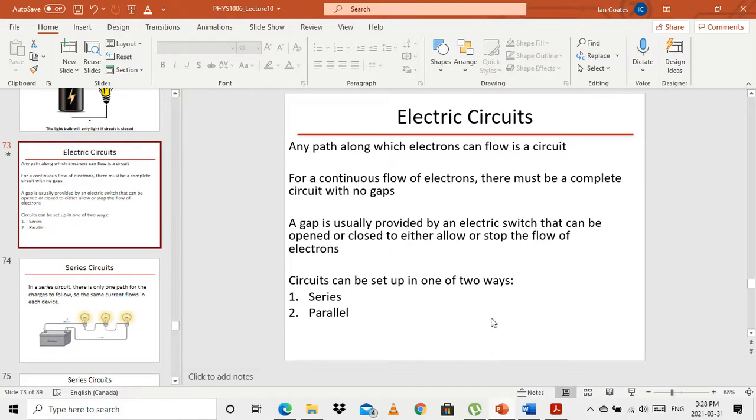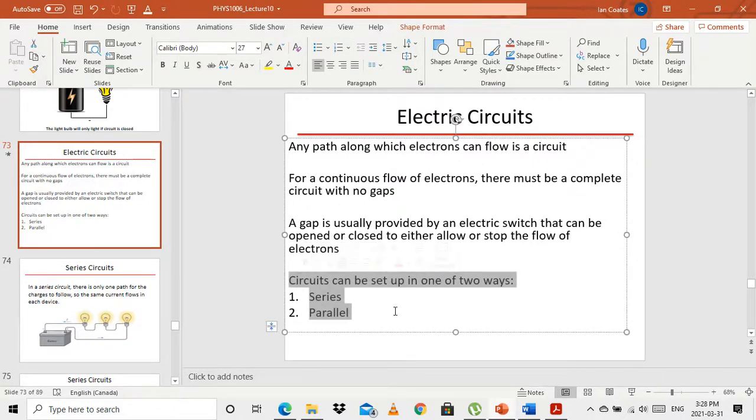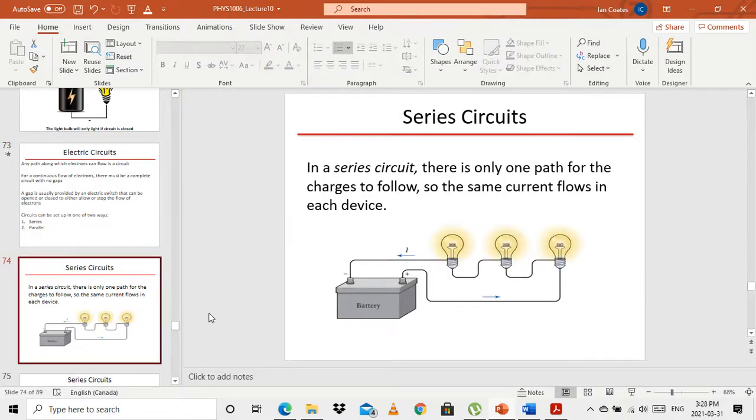Any path along which electrons can flow is a circuit. For a continuous flow of electrons, there must be a complete circuit with no gaps, of course. This is where we get into, there are two kinds of circuits that I want you guys to know. Okay? One of them is series.